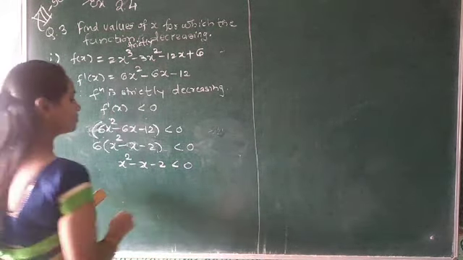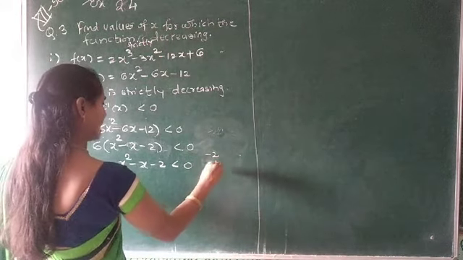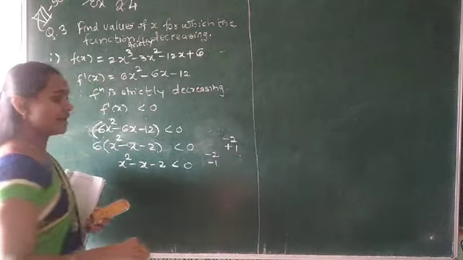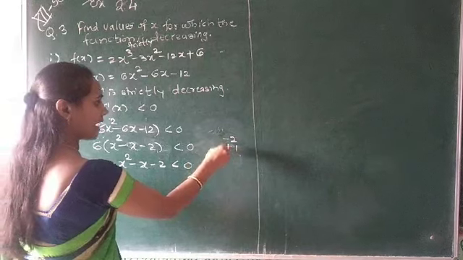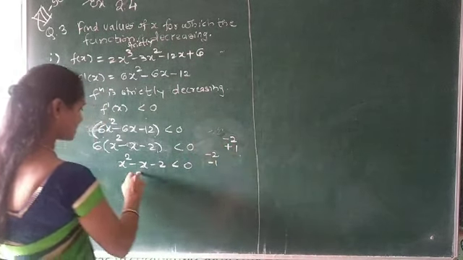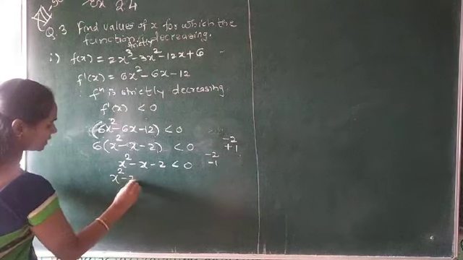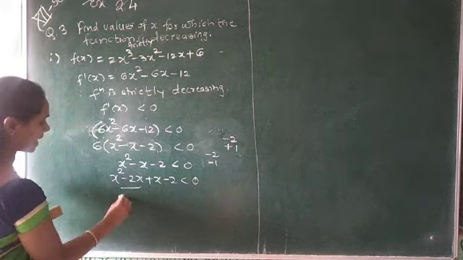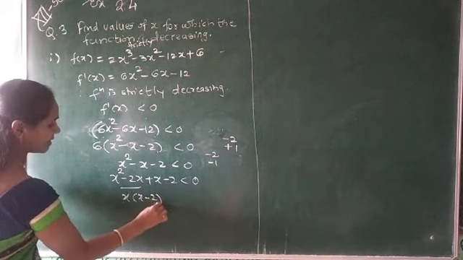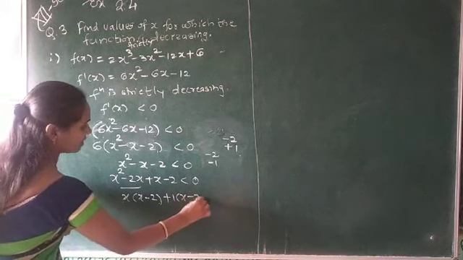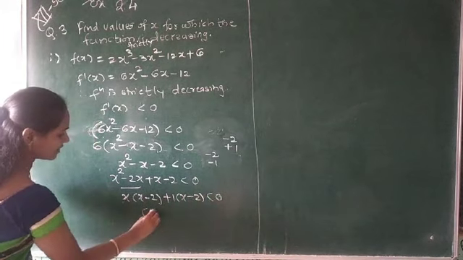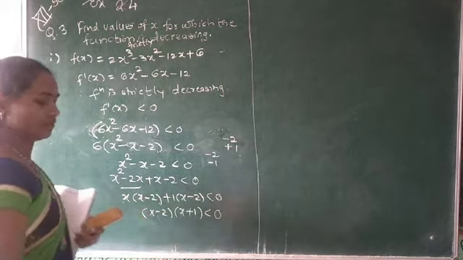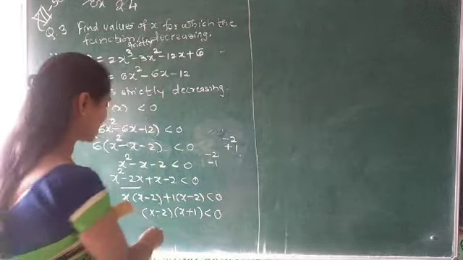Now we have to find two factors whose product is minus 2 and addition is minus 1. We take the two numbers minus 2 and plus 1. If we take the product of these two, we get minus 2, and if we take the addition, minus 2 plus 1, that is minus 1. Hence x square minus 2x plus x minus 2 less than 0. Now take x common from one side, hence x minus 2 and plus 1 less than 0. Hence the factors are x minus 2 and x plus 1.